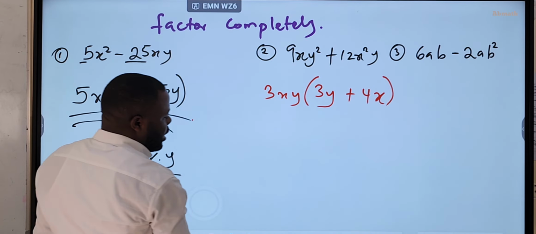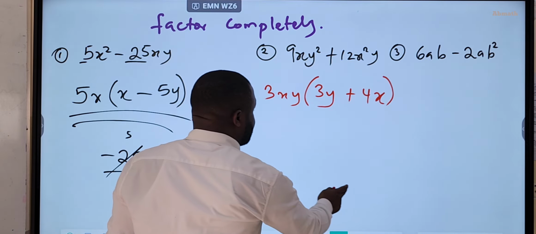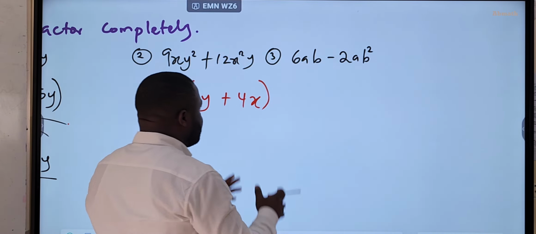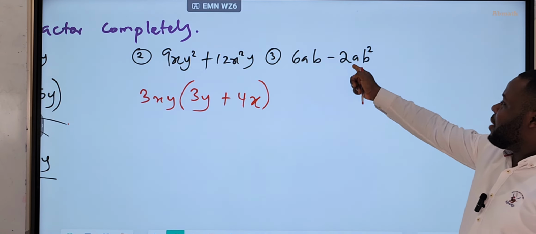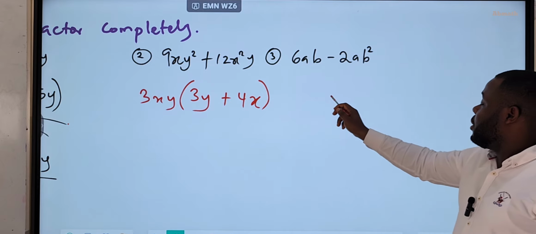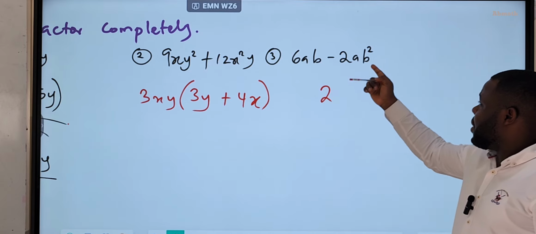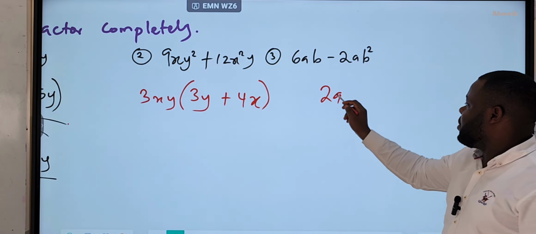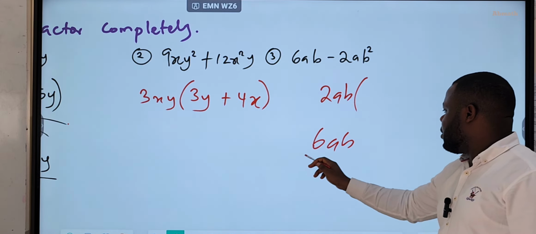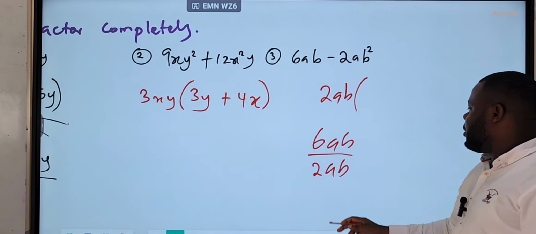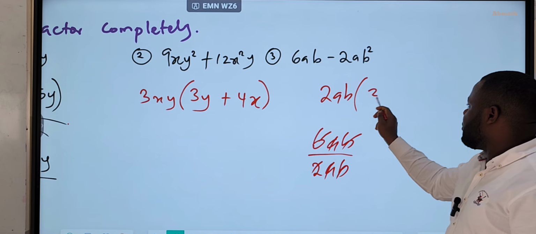So let's clean this. Then the next thing, I want you to try out this third question. The third question says that we should also factorize this completely. So how do we do that? Of course, we know we have 2 here and we have 6 here. So their common factor is going to be 2. And we have A and we also have B. Just like we did before, just say 6AB over 2AB. So this is going to cancel this, then this is going to cancel this. So here we have 3.